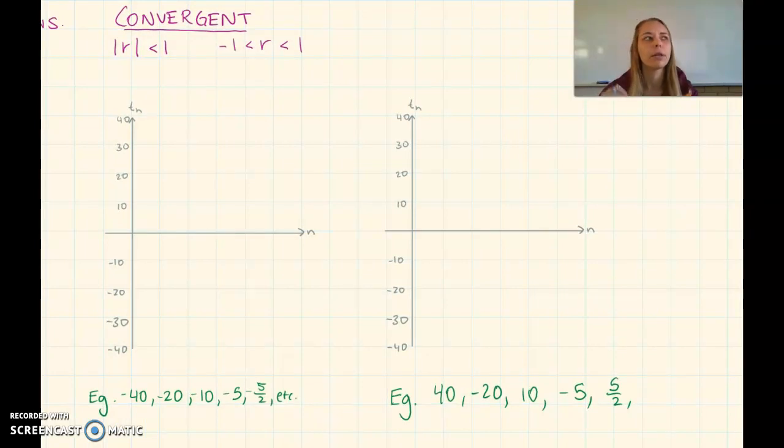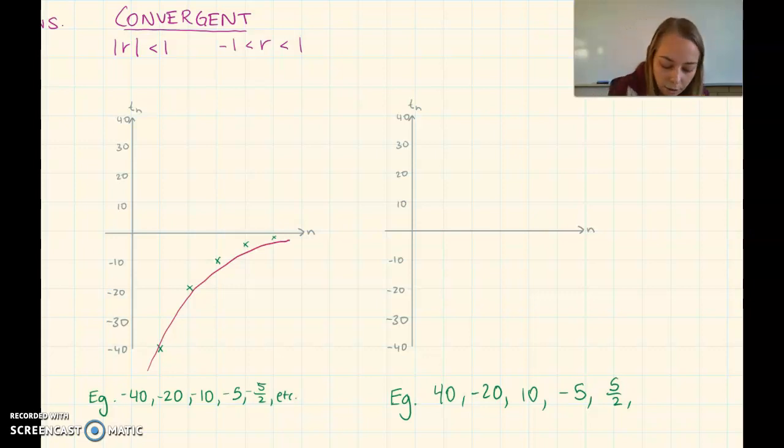Instead of getting progressively further away from 0, what if each term gets closer and closer to 0? So for example, we've got -40 as the first term, and then -20 as the next term, -10, -5, -5 on 2, etc. So if we were to map the trend in that behavior, it would be getting closer and closer to 0 as we progress along the series.